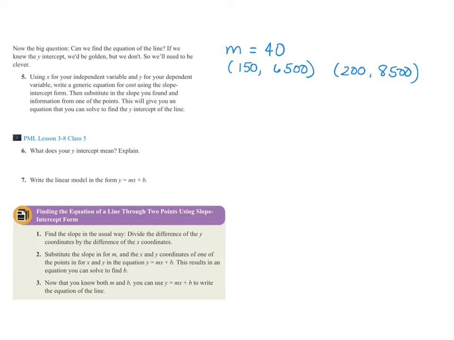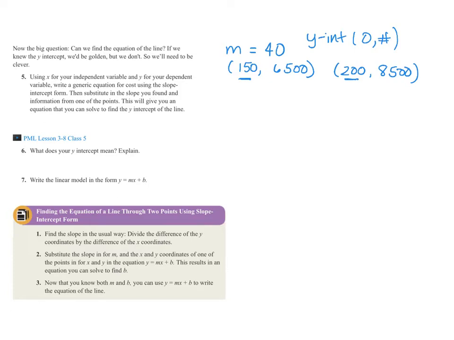All right, so now the big question, can we find the equation of the line? If we knew the y-intercept, we'd be golden, but we don't. Now, a lot of students will ask right now, well, why don't we? Remember, y-intercept is always of the form (0, some sort of number). So since this isn't 0 and this isn't 0, those are not the y-intercept. Clearly, that point would not lie on the y-axis.